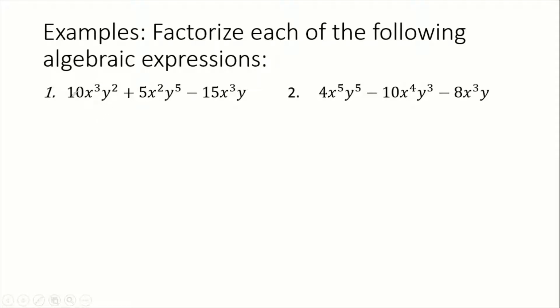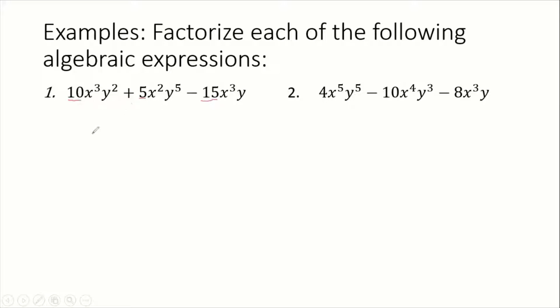So the first one is 10 times x to the third power times y to the second power plus 5 times x to the second power times y to the fifth power minus 15 times x to the third power times y. So the first thing that we need to do is to identify the highest common factor between all three terms. So note all three terms have what is called a coefficient, right? Which is the number that is used to multiply the variable. So we're going to observe 10, 5, and 15.